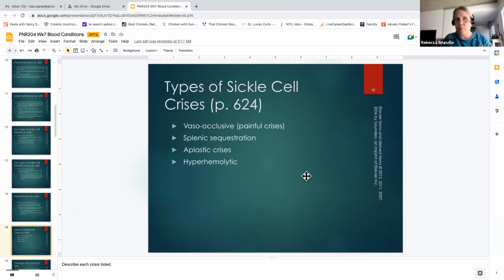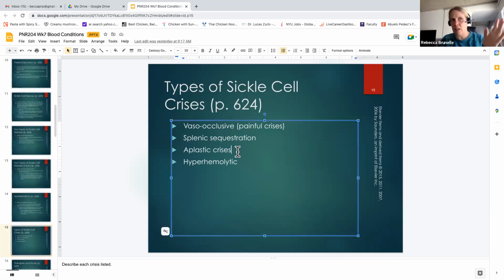So there are different types of crises. The vaso-occlusive is going to be the most common. That's where the misshapen cells stick together in the small veins and blood can't get through, causing a painful crisis. Splenic sequestration means that red blood cells are getting stuck in the spleen because, the same thing, they clump together and form clots. An aplastic crisis happens in sickle cell disease, and it can happen with other disease processes. This is a crisis of the bone marrow where they're not able to produce cells.